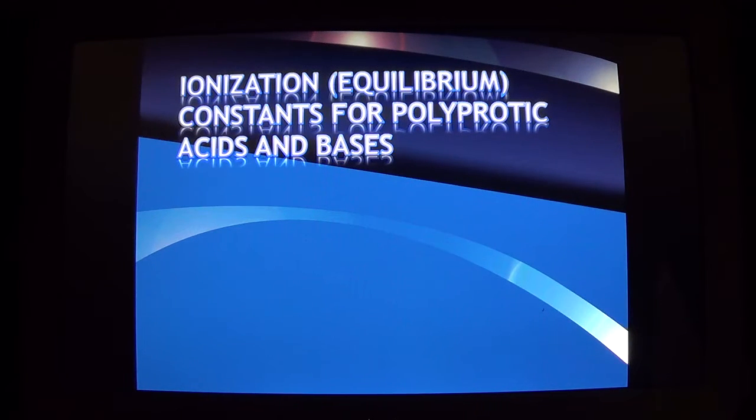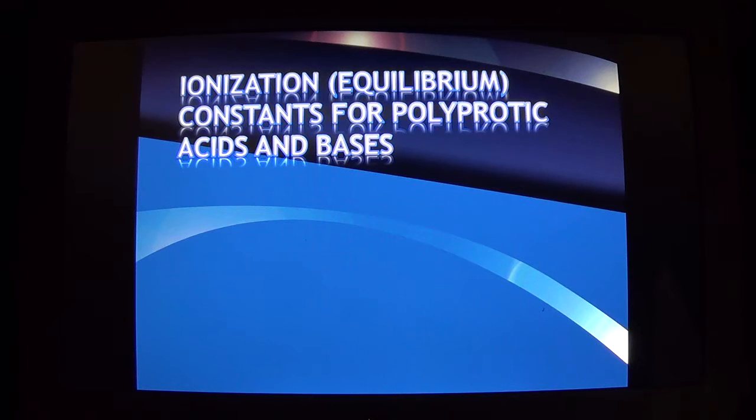Welcome back to our AP Chemistry Notes. We're in Chapter 11 talking about Kas, Kbs, and eventually we'll get to buffers. And that really wraps up our year with how we apply equilibrium to acid-base situations. Today we're going to look at how we deal with polyprotic acids and bases.